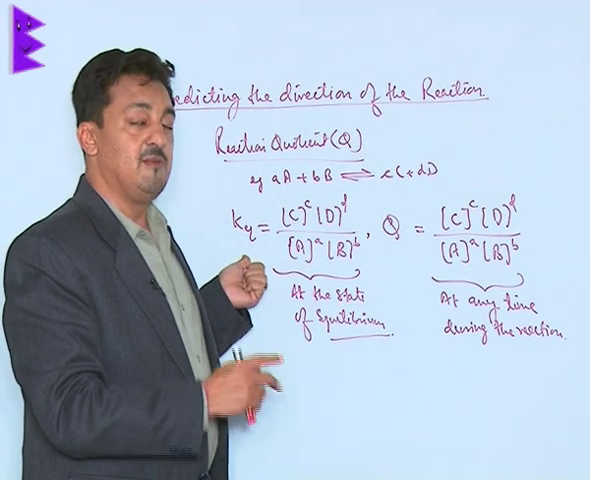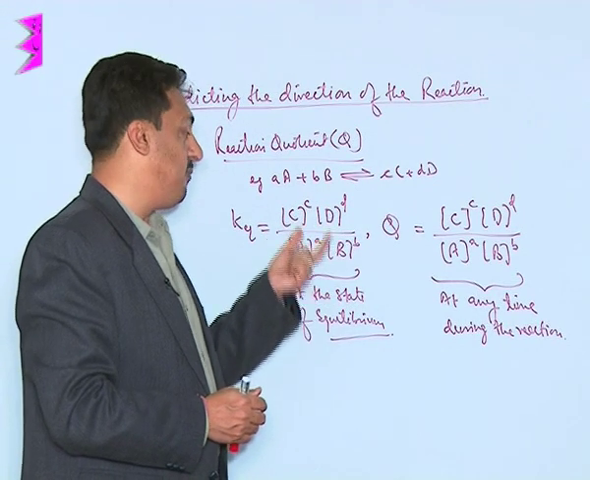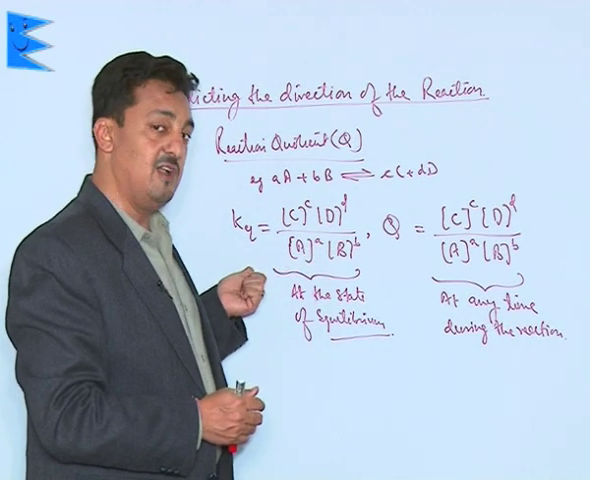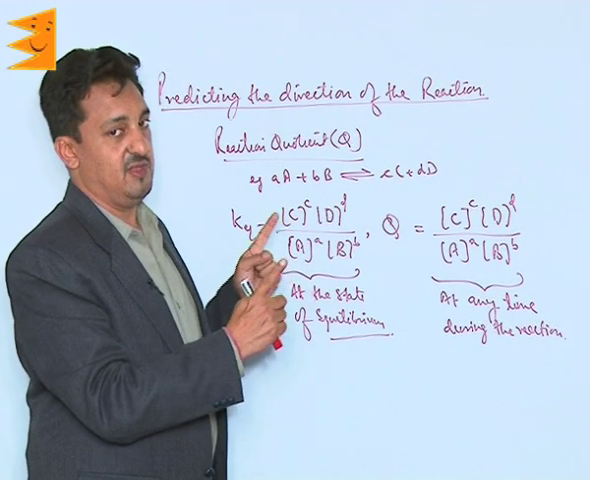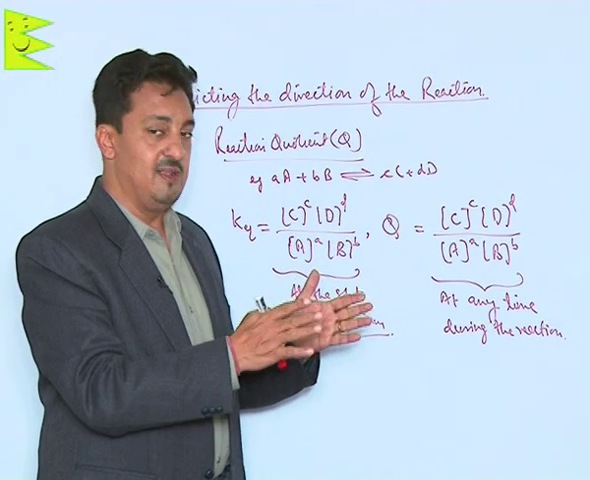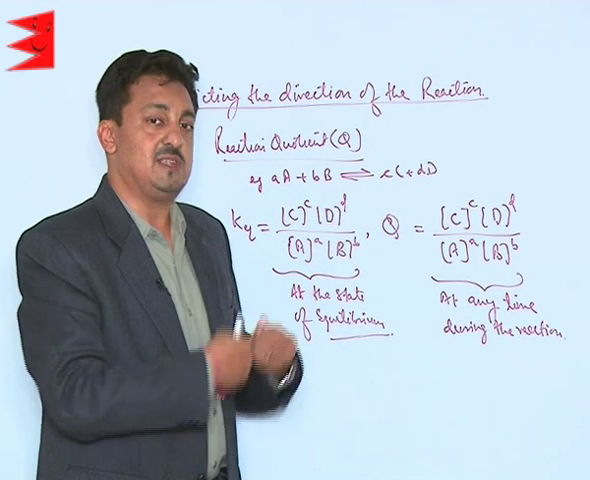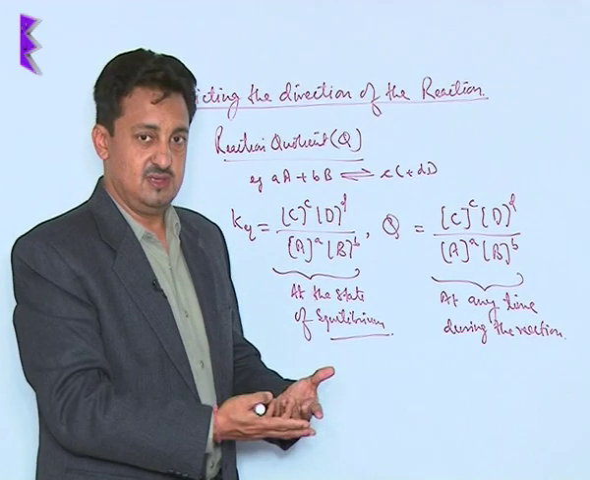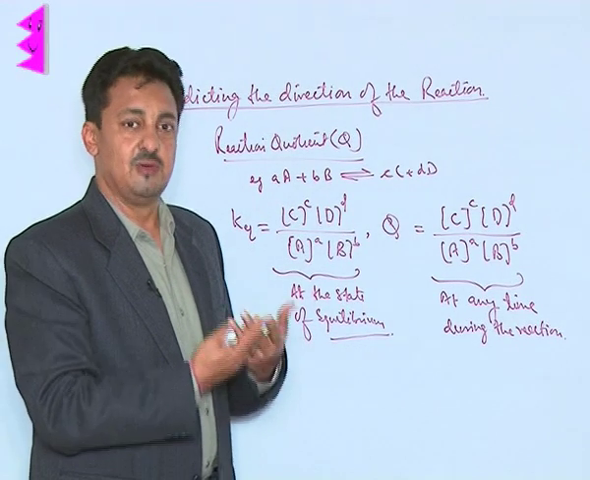Now, at equilibrium, whatever the concentrations of C, D, A and B we have, when we put those values, we get a value which is called the equilibrium constant. And that value is fixed for a reaction. And suppose under some experimental condition, we start doing the reaction, and after 5 minutes or 10 minutes, where is the reaction, to which direction is it moving, how can we predict this? How can we know this?